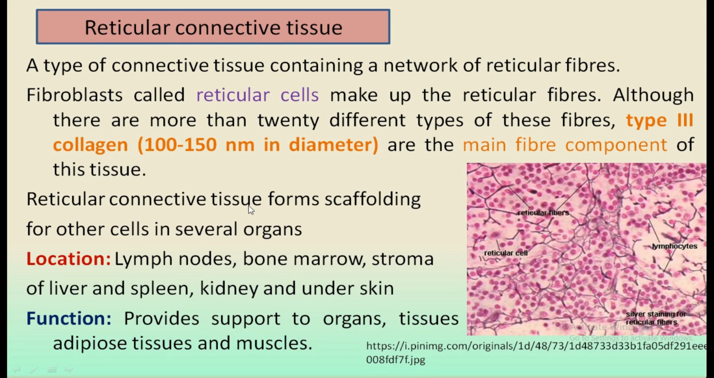The reticular connective tissue forms scaffolding for other cells in several organs like lymph nodes, bone marrow, stroma of liver and spleen, kidney, and also under the skin. So, the function of reticular connective tissue is to provide support to organs, tissues, adipose tissues, and also muscles.